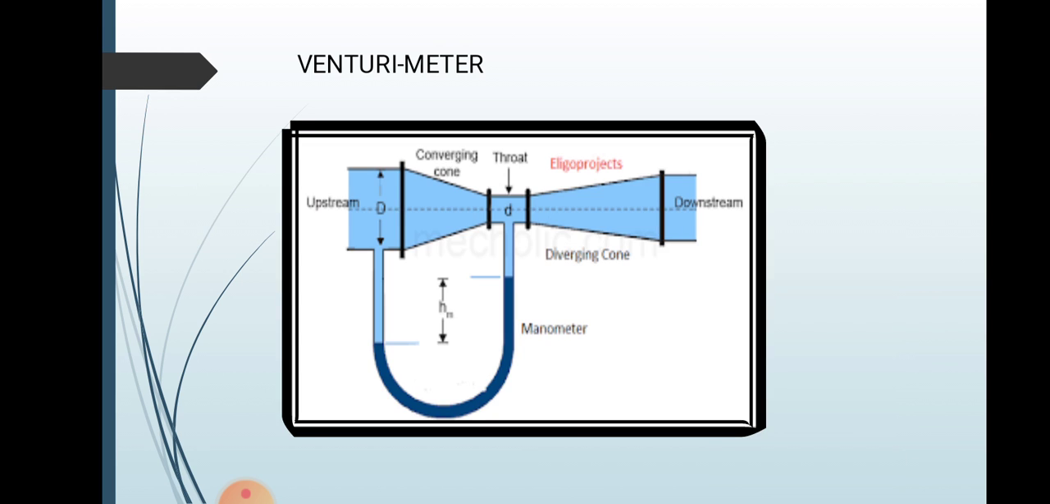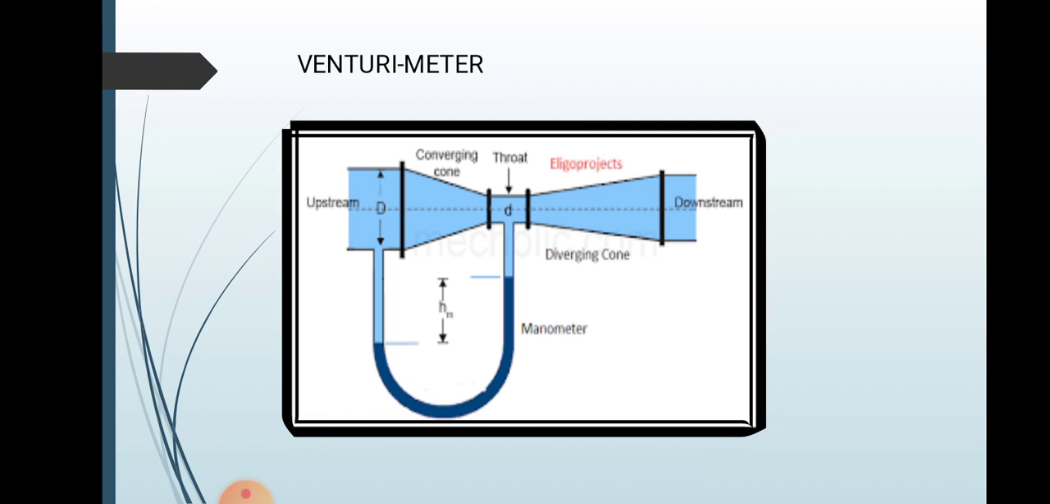Now you can see in this figure there is an inlet pipe upstream and an outlet pipe. There are three sections in total: converging cone, throat, and diverging cone. Firstly the area of the pipe is decreasing, then the second section is the throat where the area is constant, and the third is where the area is increasing, which is the diverging cone.